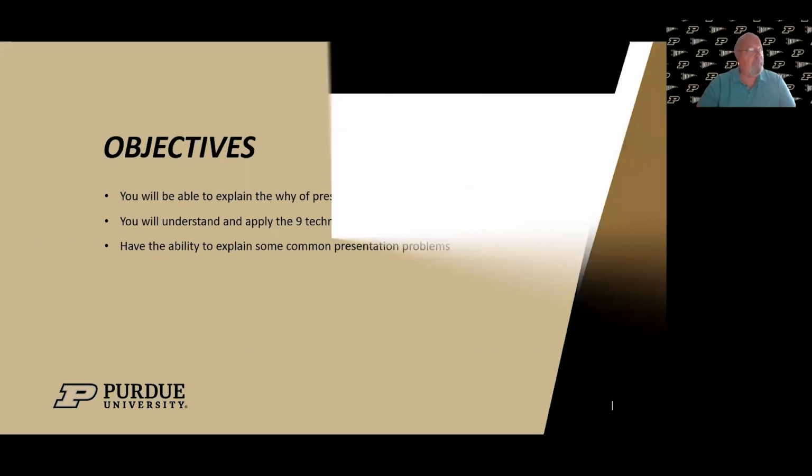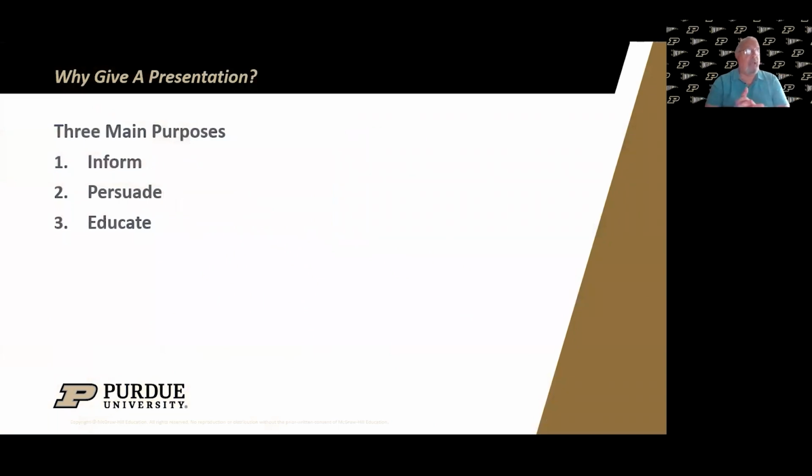The first part is why give a presentation? There are 3 main purposes for giving a presentation. You're trying to inform, you're persuading, or you're educating. Every type of presentation or discussion that you have in front of a group falls into one of these 3 categories. And it's extremely important to know which category it is, because that will dictate some of the methodologies and styles that you will use.